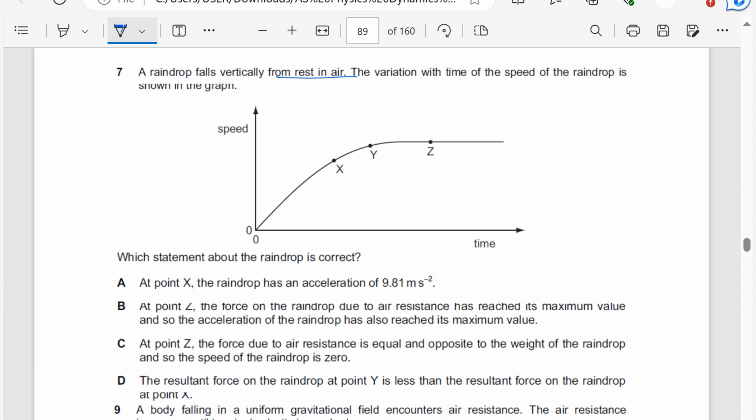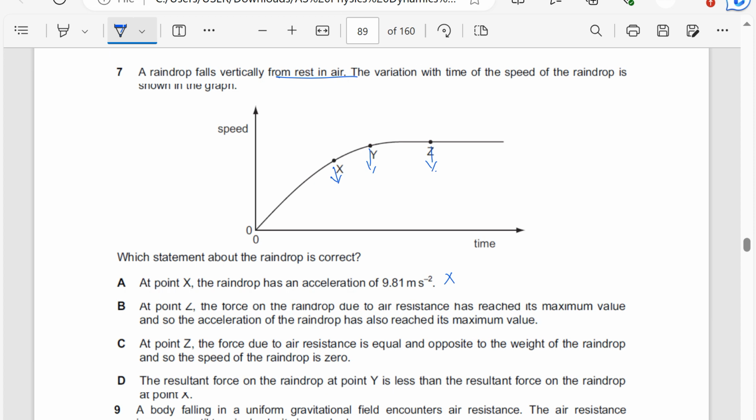We notice that at x, the gradient is decreasing, still decreasing. At z, the gradient is 0. So the acceleration is 0 at z. It is decreasing at x. So at point x, the raindrop has an acceleration of 9.81 meters per second squared. That is not true because it was already decreasing, so this is not true.